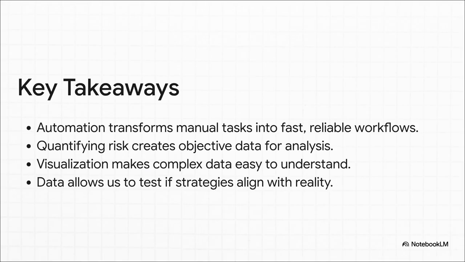So let's just quickly recap the key takeaways here. We've seen how automation can turn these slow, manual headaches into fast, reliable workflows. We saw that by quantifying risk, we create objective data we can actually analyze. Then, visualization makes all that complex data easy for anyone to get. And most importantly, this whole process lets us finally test whether our strategies are actually connected to reality.